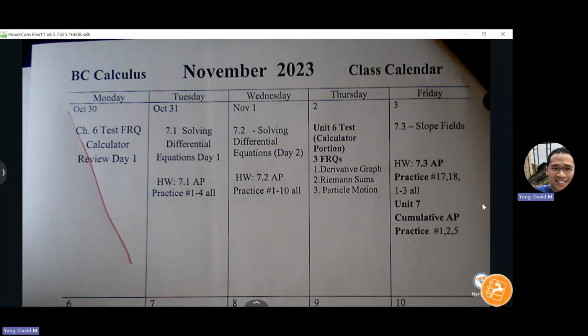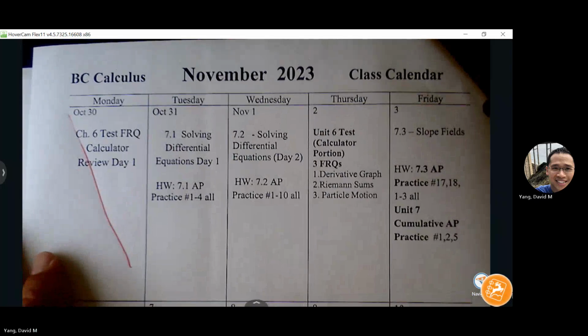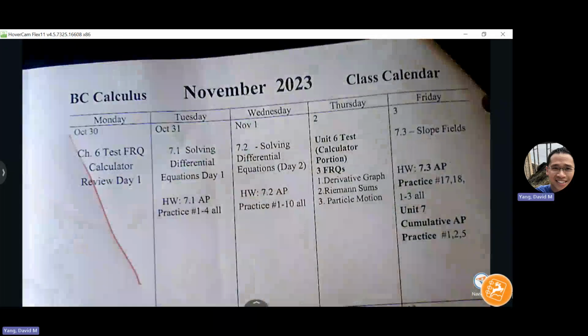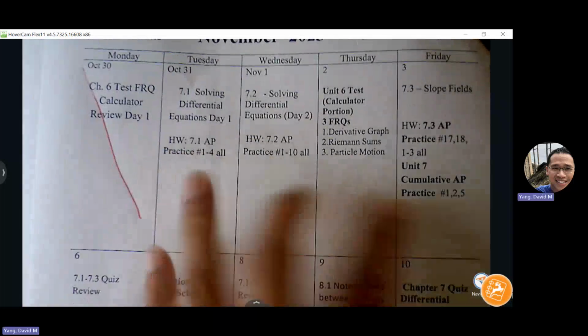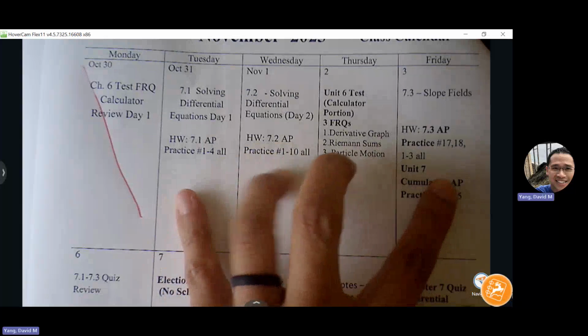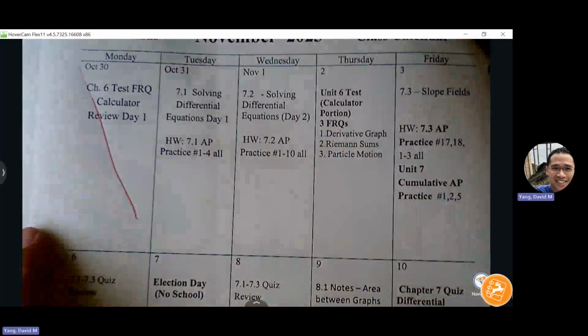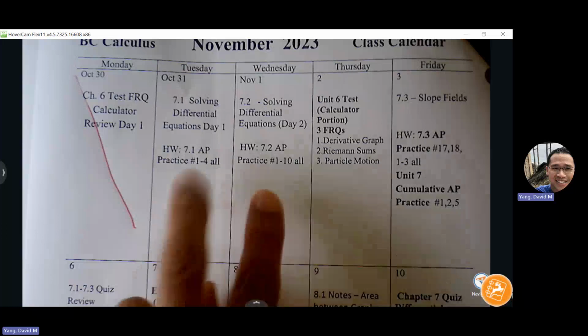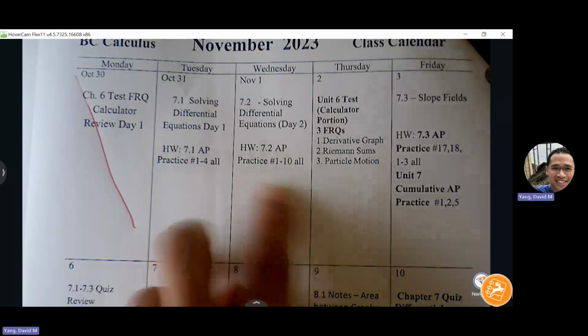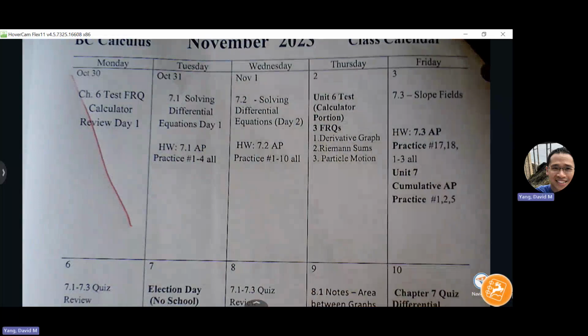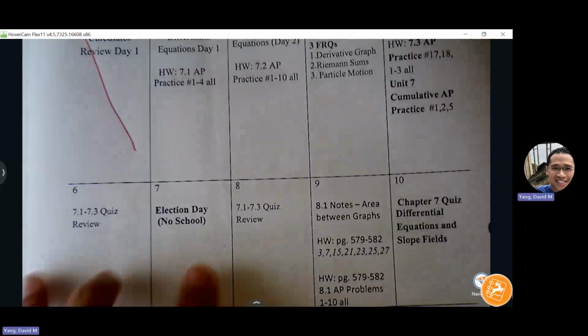Okay, let me just go over the calendar here. The calendar is on the inside page, on the other side of your cover. Really, there's only 3 major topics that we're going to go over. So this unit, we're going to have a quiz over solving differential equations, and then work a little bit with population growth equations, and then we'll do slope fields, and then we're going to start reviewing for our third.